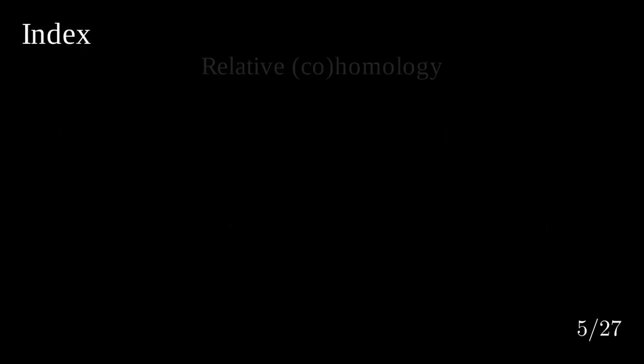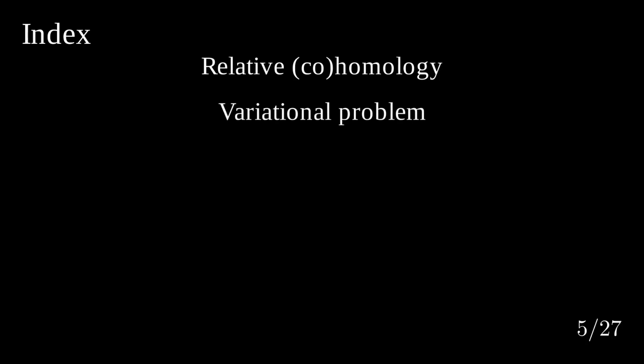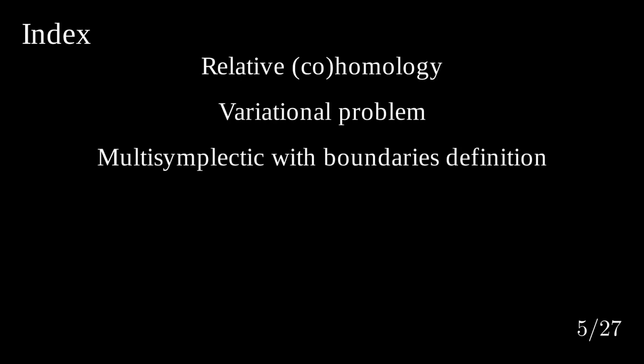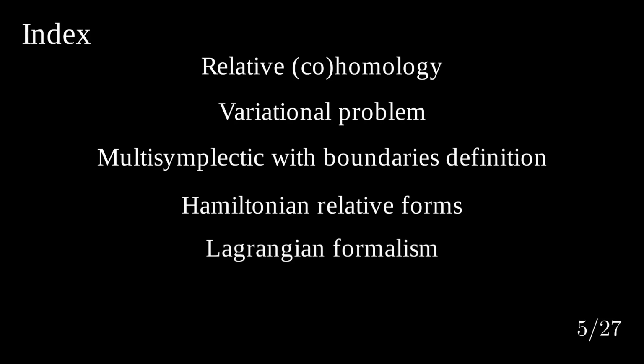In order to solve these questions, we are going to first introduce relative cohomology, which is going to be the mathematical idea behind all the geometry describing the dynamics of our fields. Then a variational problem. With this variational problem posed, we will introduce the definition of multisymplectic manifolds with boundaries. Then, with this definition, introduce the Hamilton relative form. And finally, we will see the particular case of the Lagrangian formalism, which is a particular case of the variational problem, and some final examples.